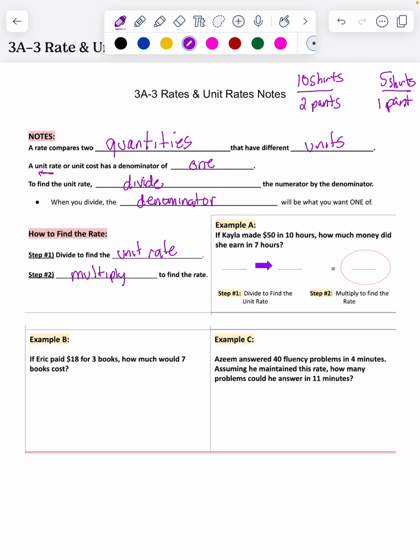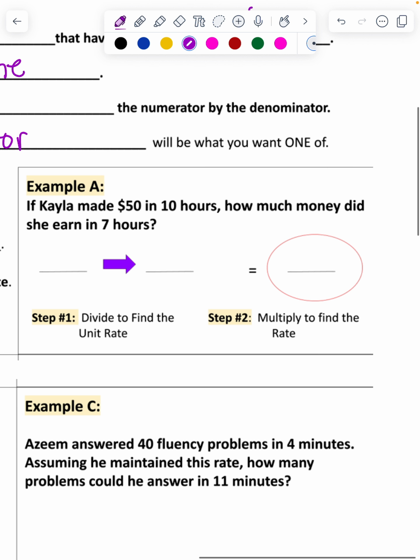If Kayla made $50 in 10 hours, how much money did she earn in 7 hours? So I have $50 in 10 hours. I have 7 hours, which needs to go matching where my labels are, and I don't know this.